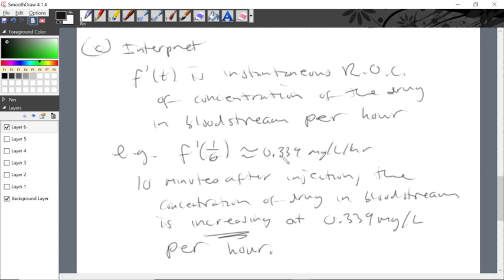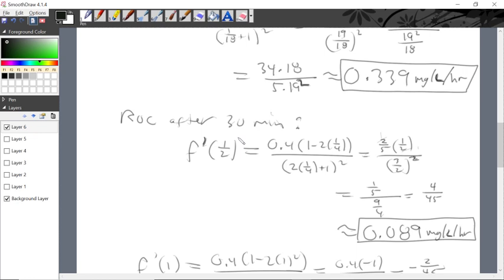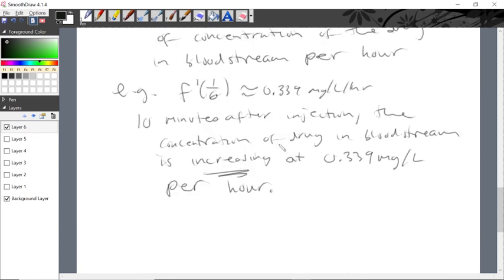Now, notice this derivative does not tell us how much of the drug is actually in the bloodstream. The original function, f of t, tells us how much of the drug is actually in the bloodstream. F prime is telling us how fast it is changing, but at that instant. And this is not going to be a constant rate of change. In fact, if we look at 30 minutes, for instance, we can see a different rate of change, 0.089 milligrams per liter per hour.